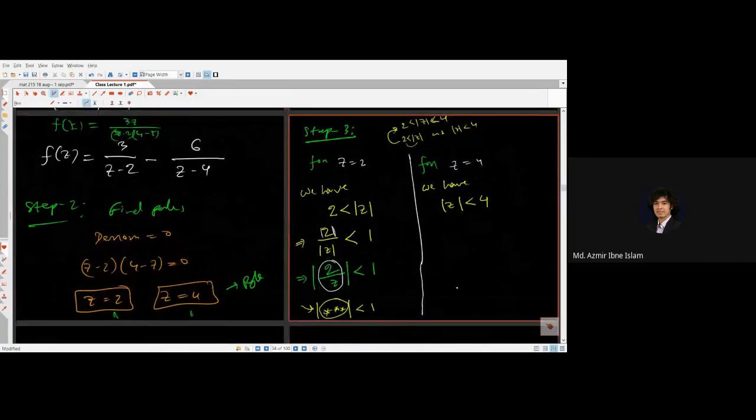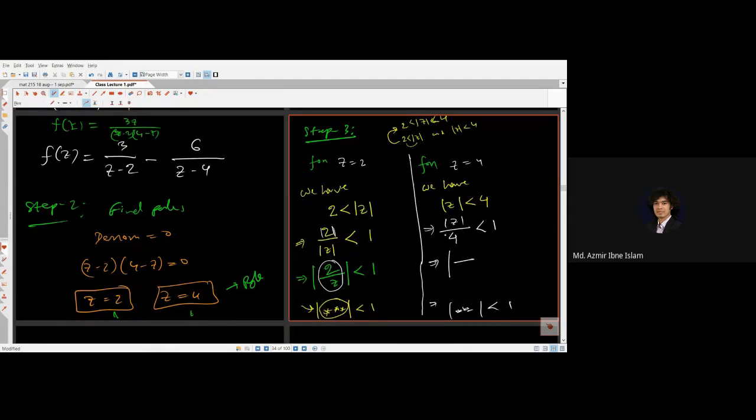Now, for this region, we also have to convert to modulus of something less than 1. So let's do the same thing here. What we can do is modulus of z by 4 less than 1. And now modulus of 4 or 4 is the same thing. So modulus of z by 4 less than 1. So we have also found another new region. Whatever new regions we have found, for those regions the function will also be analytic, because we are coming from an analytic function. Is that okay? These are our new regions.